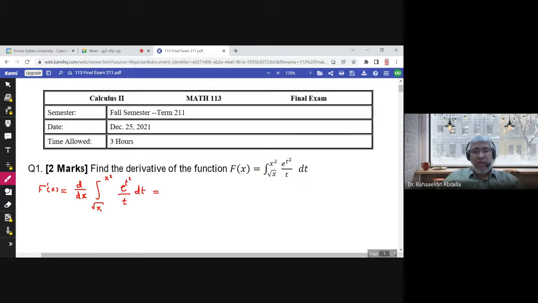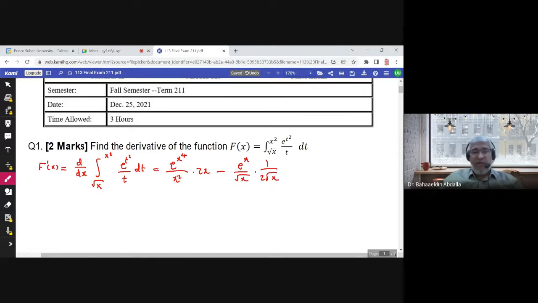So the derivative of the integral would be, we replace t by x squared, the first function. So e to the power t squared becomes x squared to the power 2, which is x to the power 4, over t, which is x squared. And we multiply by the derivative of x squared, which is 2x. Then minus, we replace t by the other function, square root of x. So we have e to the power square root of x squared, which is just x, over t, which is square root of x, times the derivative of square root of x, which is 1 over 2 square root of x.